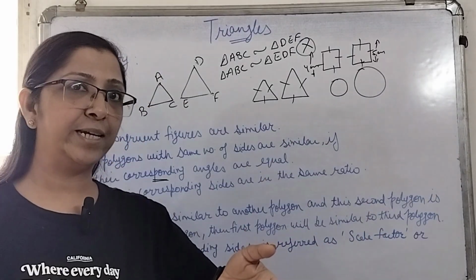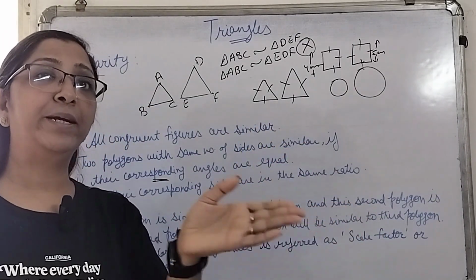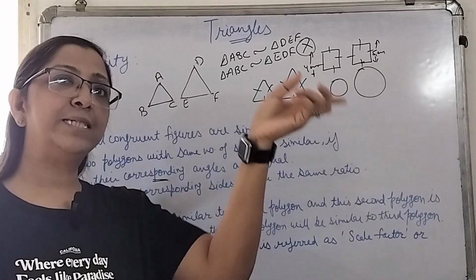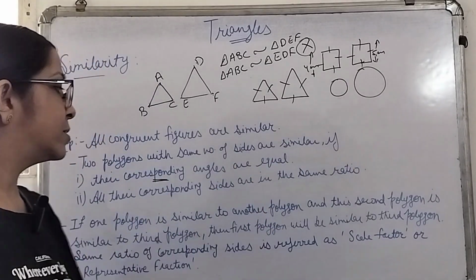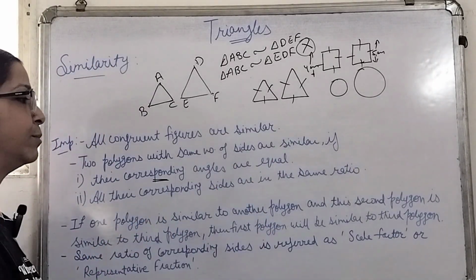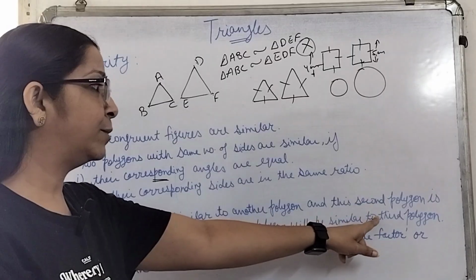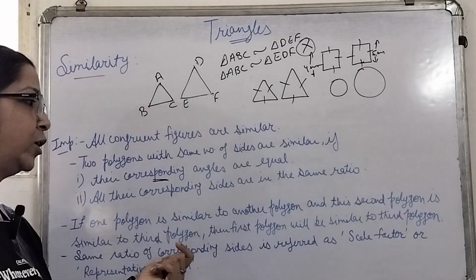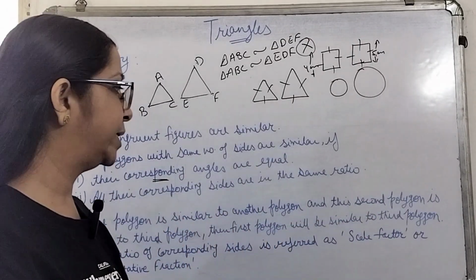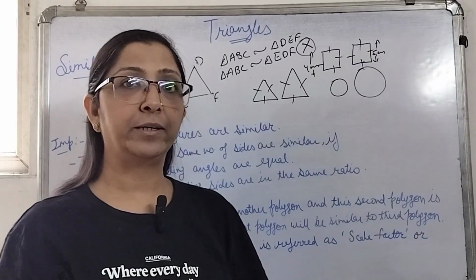As we say, if A is equivalent to B and B is equivalent to C, that simply means A is equivalent to C. Similarly, if one polygon is similar to another polygon and the second polygon is similar to the third polygon, then the first polygon will be similar to the third polygon.